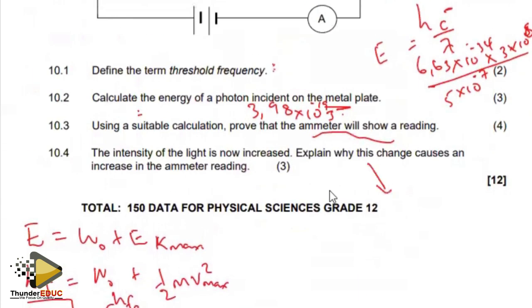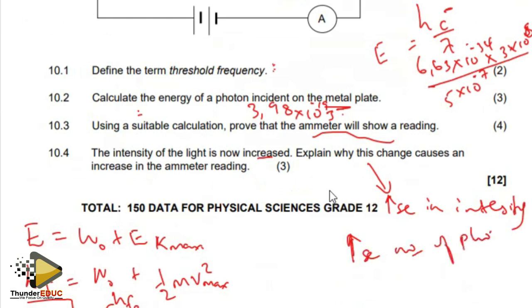Then 10.4, the intensity of the light is now increased. Explain why this causes an increase. Okay, so increasing the intensity increases the number of photons. Say increase in the intensity will increase the number of photons. Remember, photons are just energy packets. Increase in intensity would increase the number of photons ejected per second.